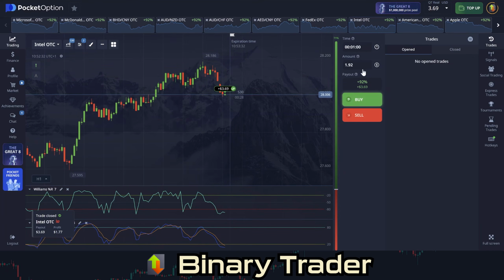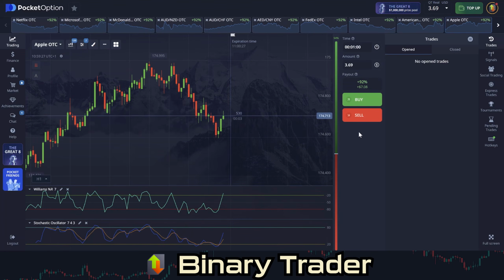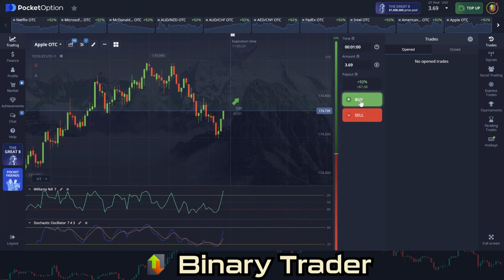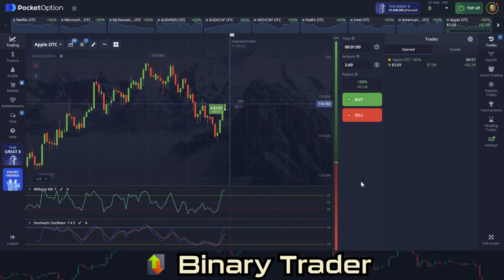Trade one. Look for next. Williams is crossing up. Blue Stochastic above orange. I'm placing a buy. Always wait for trigger candles to finish before placing your trade. The candle can change direction in the middle, and your setup might not form in the end.